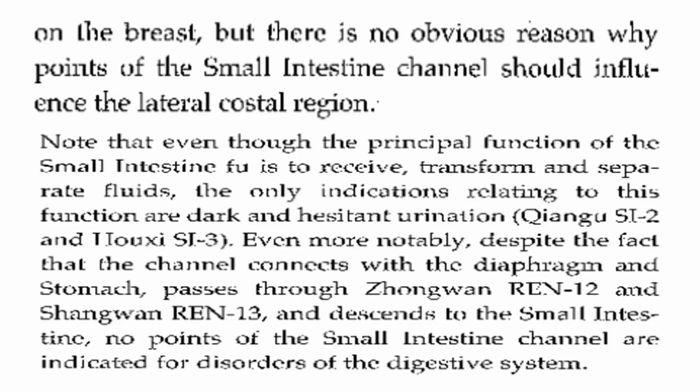Note that even though the principal function of the small intestine fu is to receive, transform, and separate fluids, the only indications relating to this function are dark and hesitant urination, SI2 and SI3. Even more notably, despite the fact that the channel connects with the diaphragm and stomach, passes through REN12 and REN13 and descends to the small intestine, no points of the small intestine channel are indicated for disorders of the digestive system.